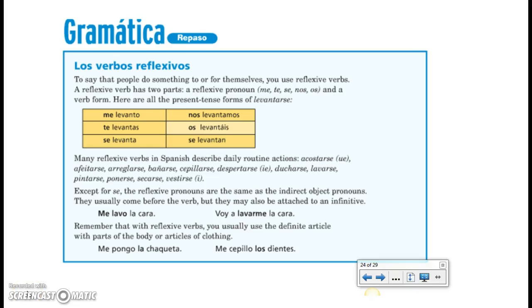Hola estudiantes, esto es un repaso de los verbos reflexivos de página 7 en el libro. You guys learned these in chapter 2a of Realidades 2, but just a quick review.